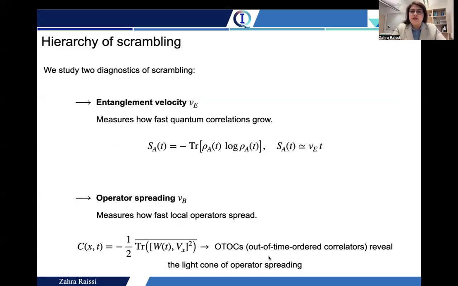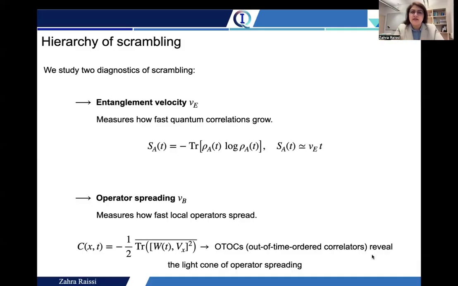We wanted to discuss and study the hierarchy of scrambling. Therefore, we studied two diagnostics of scrambling. One, entanglement velocity, which measures how fast quantum correlations grow after T layers in the quantum circuit. The second is operator spreading, which measures how fast local operators spread. Out-of-time-order correlators reveal the light cone of the operator when it spreads through the quantum circuit.